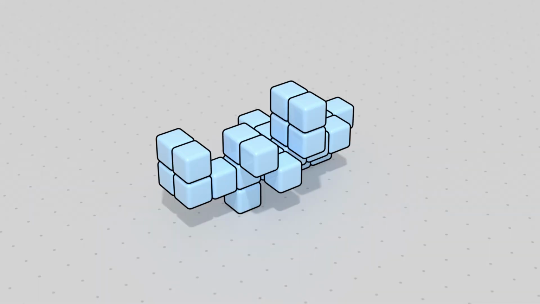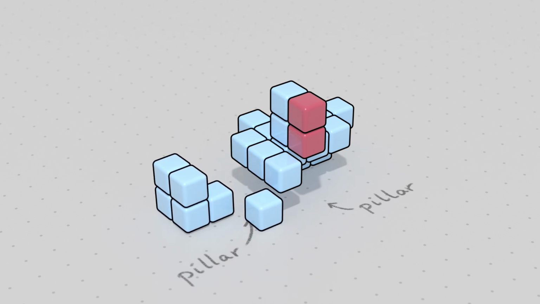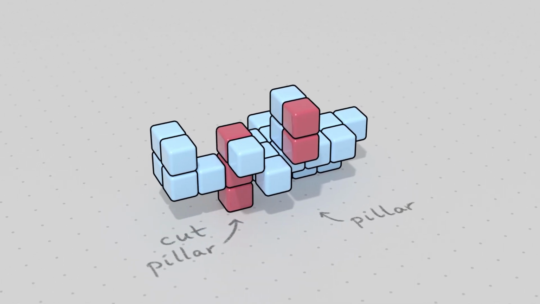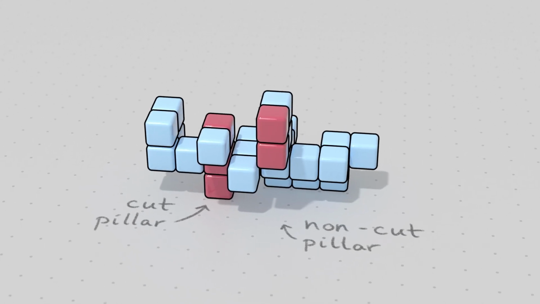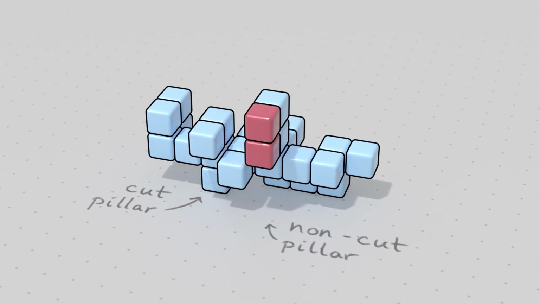To start off, consider this configuration. We call a set of vertically connected cubes a pillar. We say that a pillar is a cut pillar if its removal disconnects the configuration. Our first goal is to reduce the z-coordinates of cubes in non-cut pillars. This means that whenever we can move a cube downwards with either a slide or with a convex transition, we do so.